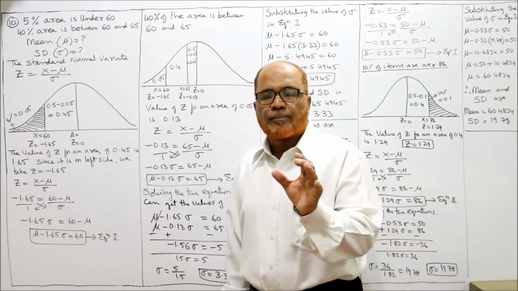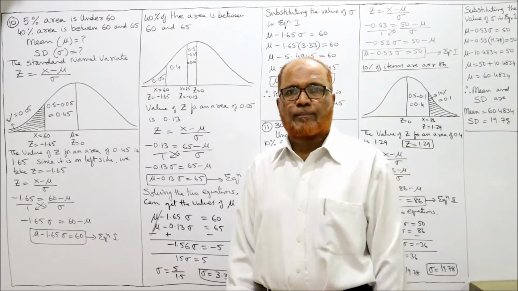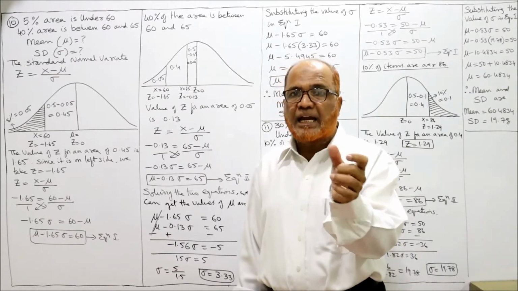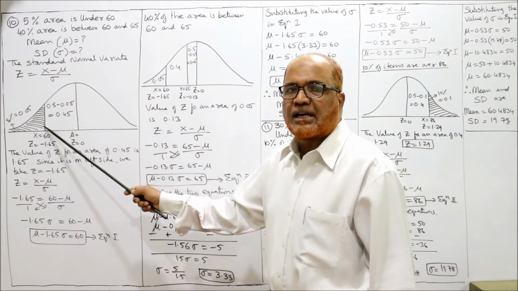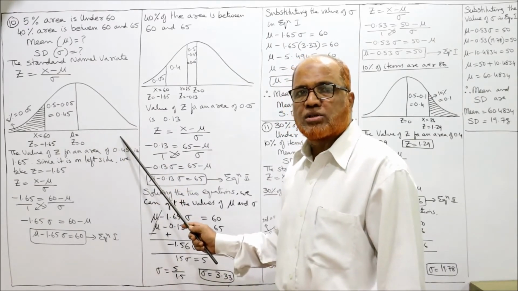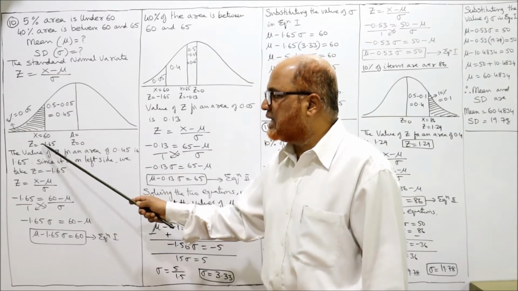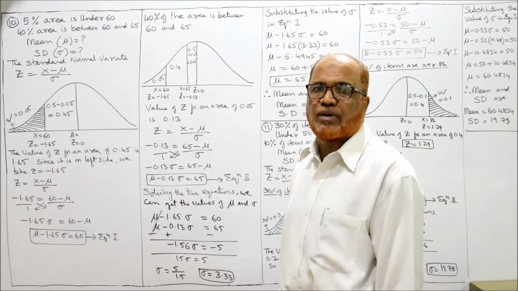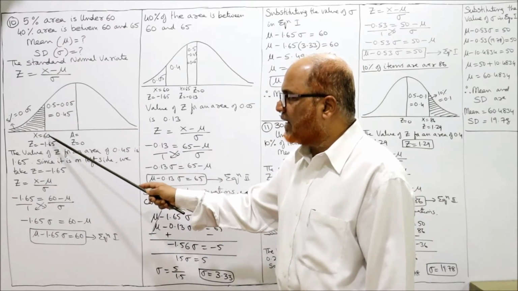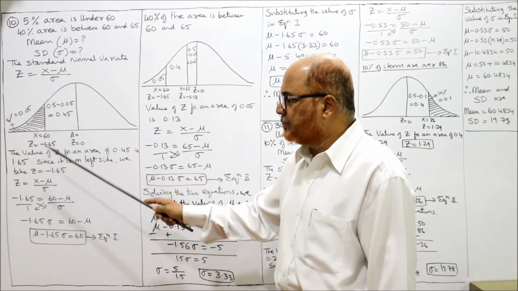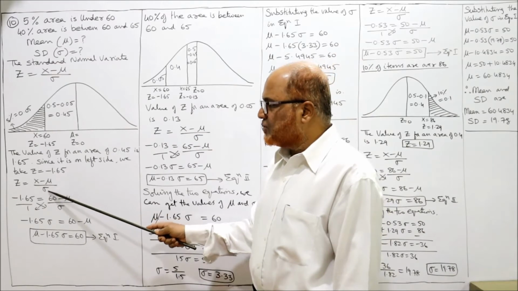But see here, z value will be positive to the right of the perpendicular and z value will be negative to the left of the perpendicular. The z value is negative on the left of the perpendicular, positive on the right side. So here instead of 1.65, z is equal to minus 1.65. Now we have z as minus 1.65 and x is equal to 60. Now the standard normal variate formula, z is equal to x minus mu by sigma.